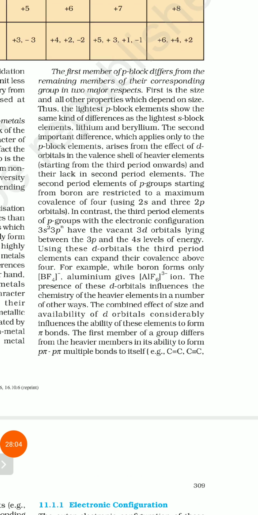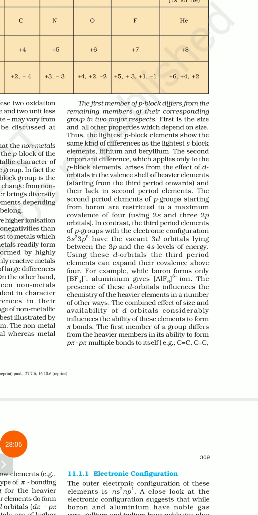So where d orbitals are present, p orbitals are less involved, and pi bond formation will be less. We already know about sigma bond and pi bond. What is a sigma bond? What is a pi bond? How is a sigma bond forming?